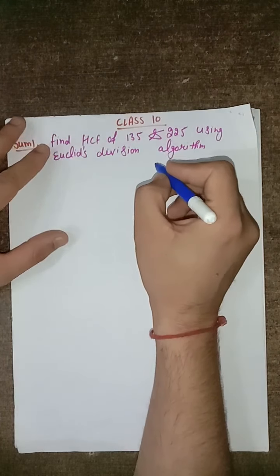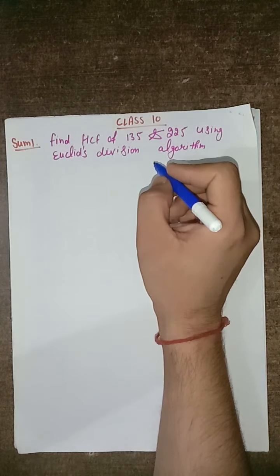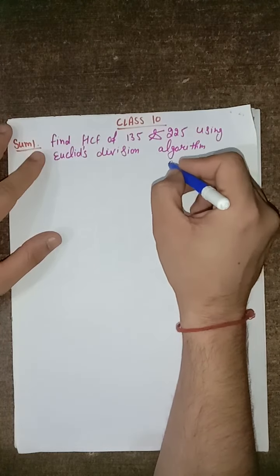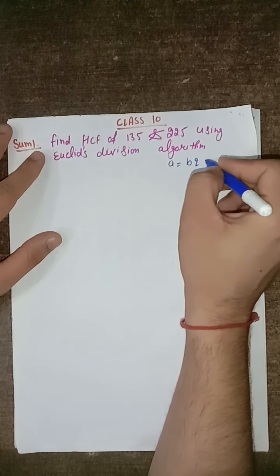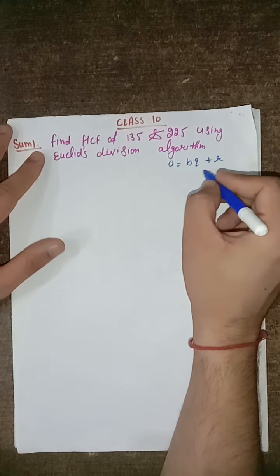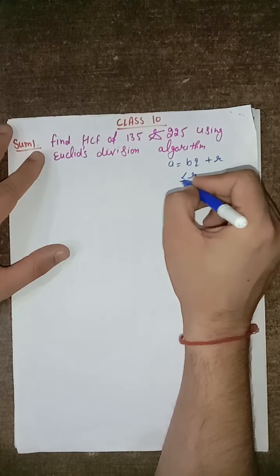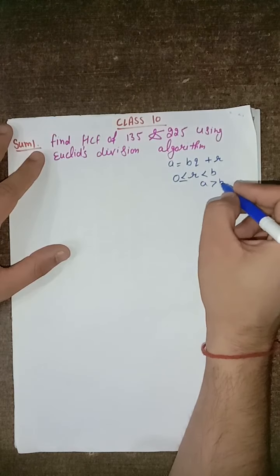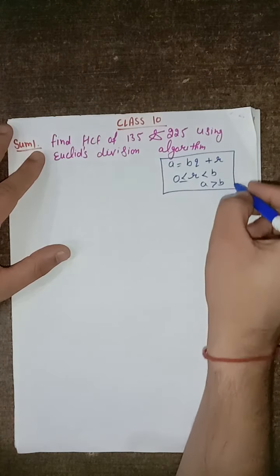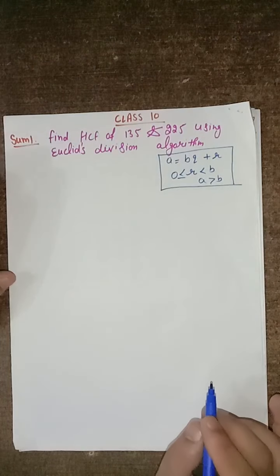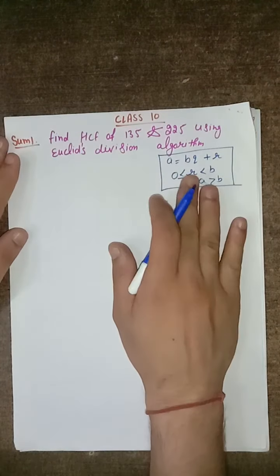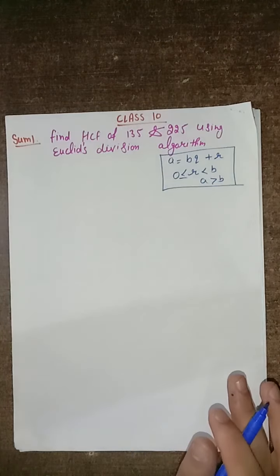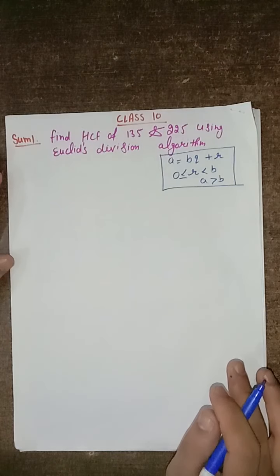You know that if we have two numbers, say a and b, then there must be q and r which satisfy the condition a equals bq plus r, where r is greater than or equal to 0 but less than b, and a is greater than b. This was given by Euclid's division lemma. We have already discussed the steps involved in finding the HCF using Euclid's division lemma.